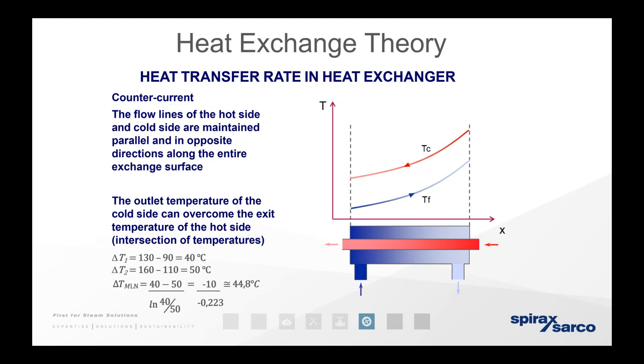So again, another formula there. This is for countercurrent. You can see the difference in the flow path there, the difference in movement. In this particular example, delta T1 equals 130 minus 90, your temperature differential, 40 degrees. Delta T2, 160 minus 110, gives you 50. You can read the rest of the formula, and you can see the example there, giving us 44.8 degrees C.